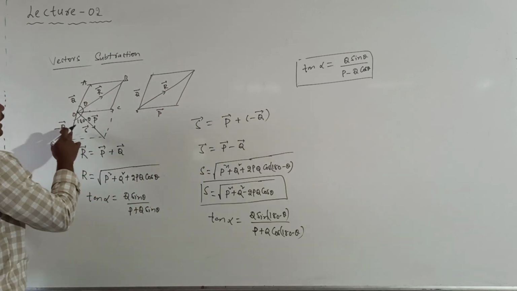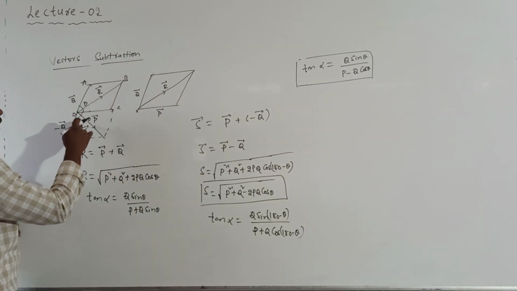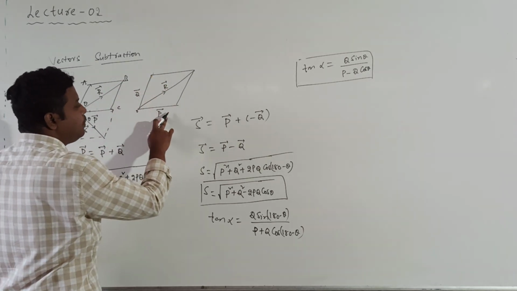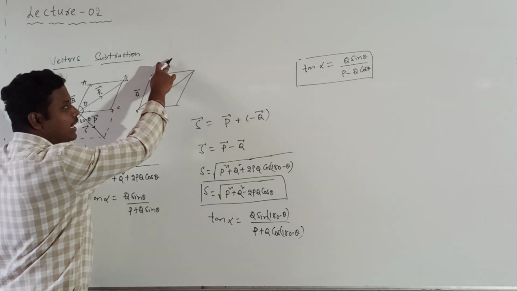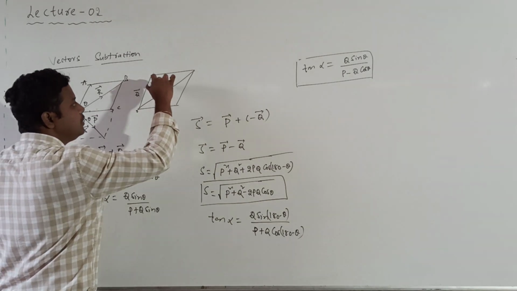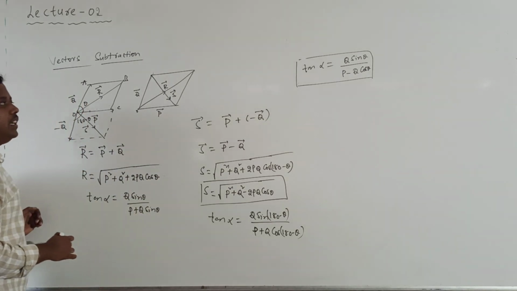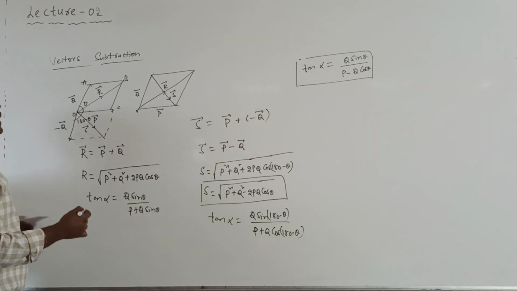Now if I calculate P bar minus Q bar, I get the diagonal value given by S bar. Therefore, I can also write this as P bar. If I calculate that, this diagonal will indicate which one now? S bar. Understood now? So one is indicating R bar and the other is indicating S bar.